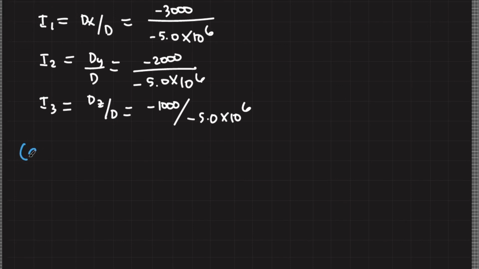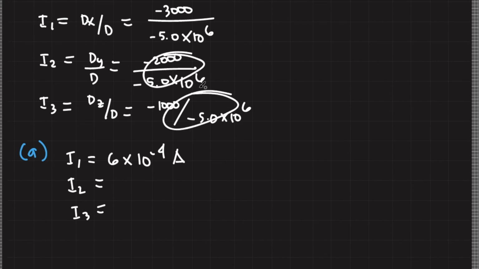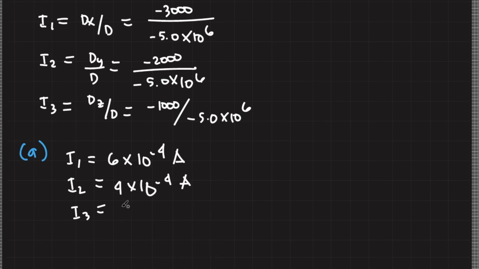So for part A, I sub 1 equals the numerical value of this, which is equal to 6 times 10 to the negative 4 amperes. And similarly for I sub 2 and I sub 3, just calculate the numerical values of these expressions respectively. We have 4 times 10 to the negative 4 ampere and 2 times 10 to the negative 4 ampere.